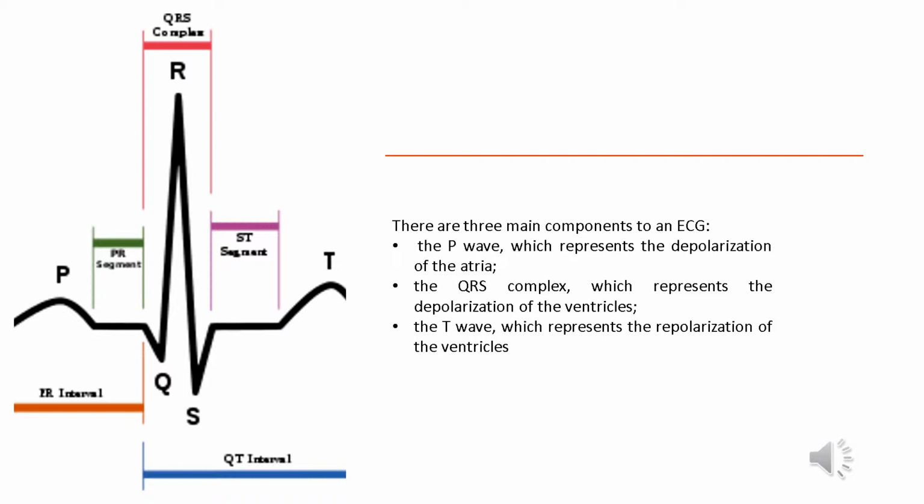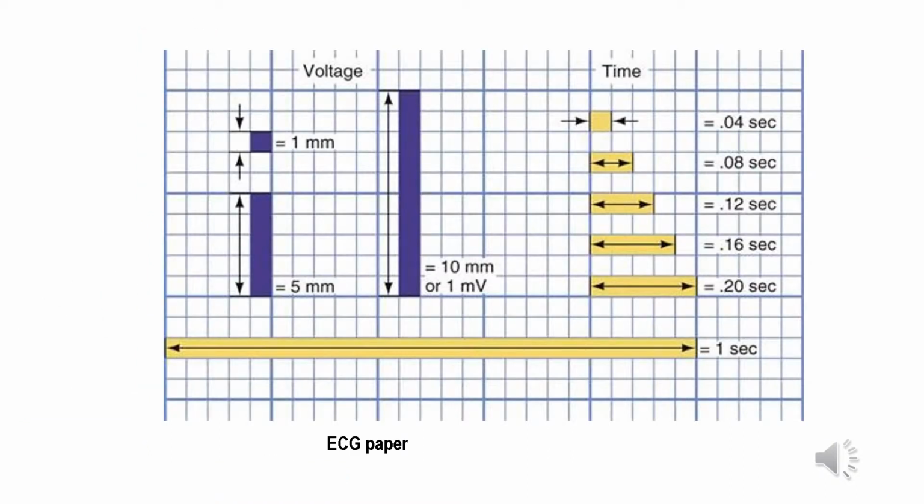There are three main components to an ECG: the P wave, which represents the depolarization of the atria; the QRS complex, which represents the depolarization of the ventricles; and the T wave, which represents the repolarization of the ventricles. As you can see here, this is an example of an ECG paper.